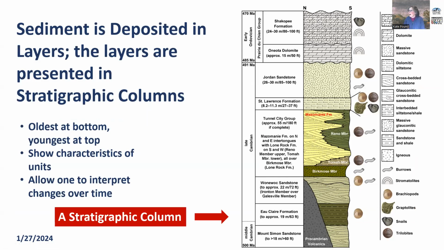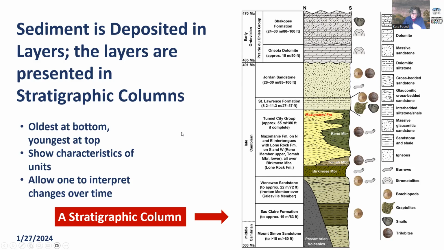So it gets deposited in layers. And then those layers of sediment become lithified and they become sedimentary rock. So what we've got over here on the right is what we call a stratigraphic column. And this is the way sedimentologists present sedimentary rocks, because sedimentary rocks are deposited, oldest at the bottom, youngest at the top.